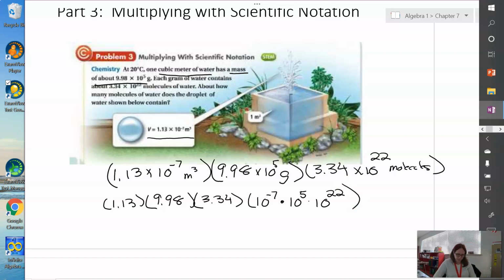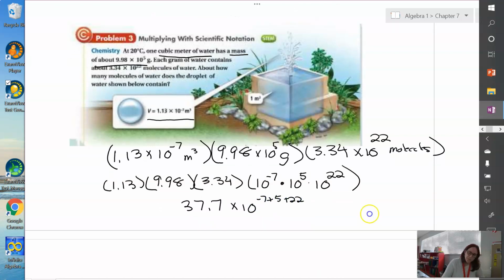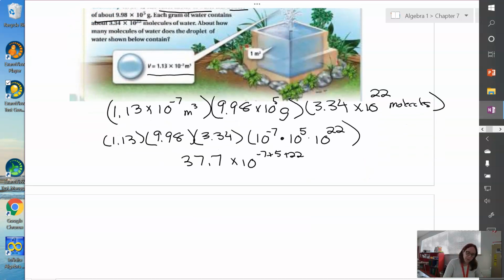Okay, so let's multiply our numbers. 1.13 times 9.98 times 3.34, and I get 37.7. I'm rounding. And then here are these exponents. The bases are all the same. So I'm going to do times 10 to the negative 7 plus 5 plus 22. So now let's figure out what that exponent should be. So I have 37.7 times 10, negative 7 plus 5 plus 22 gives me 20.